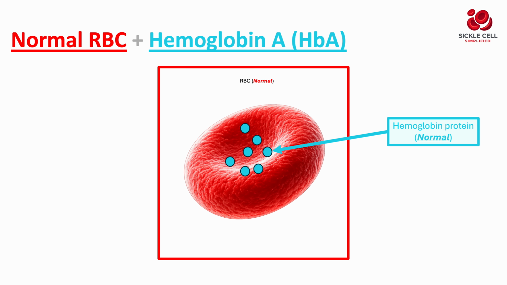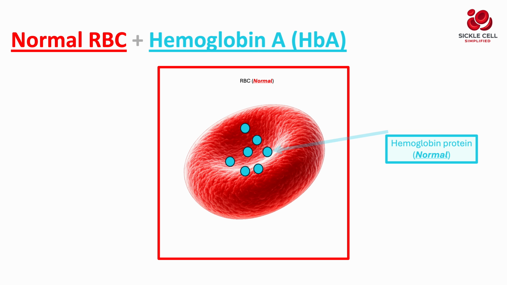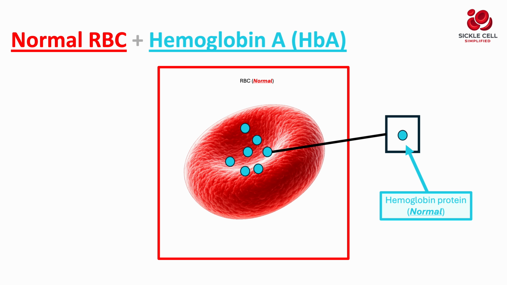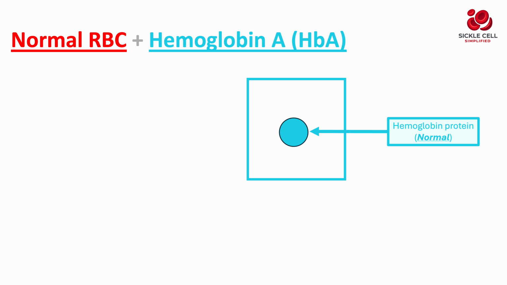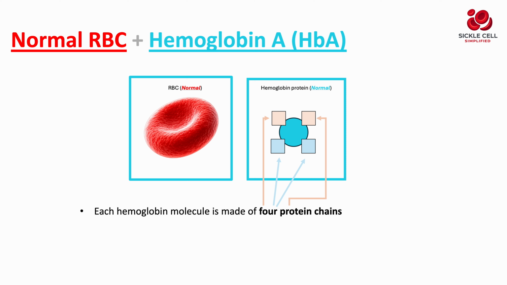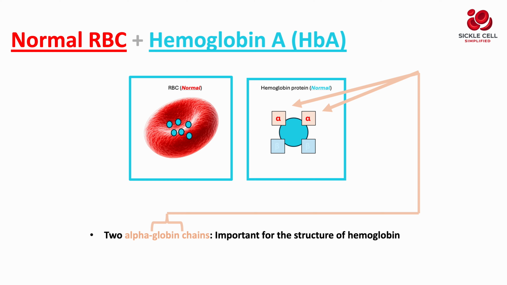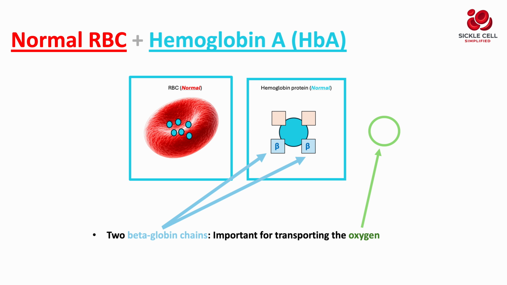As a reminder, when we're looking at our normal red blood cell, it carries hemoglobin A to transport oxygen through the body. Now we're going to zoom in on this hemoglobin A molecule to take a closer look at what exactly is going on with the hemoglobin. So each hemoglobin molecule is made of 4 protein chains. At the top, we have 2 alpha globin chains. These are important for the structure of hemoglobin. At the bottom, we have 2 beta globin chains. These are important for transporting the oxygen through the body.